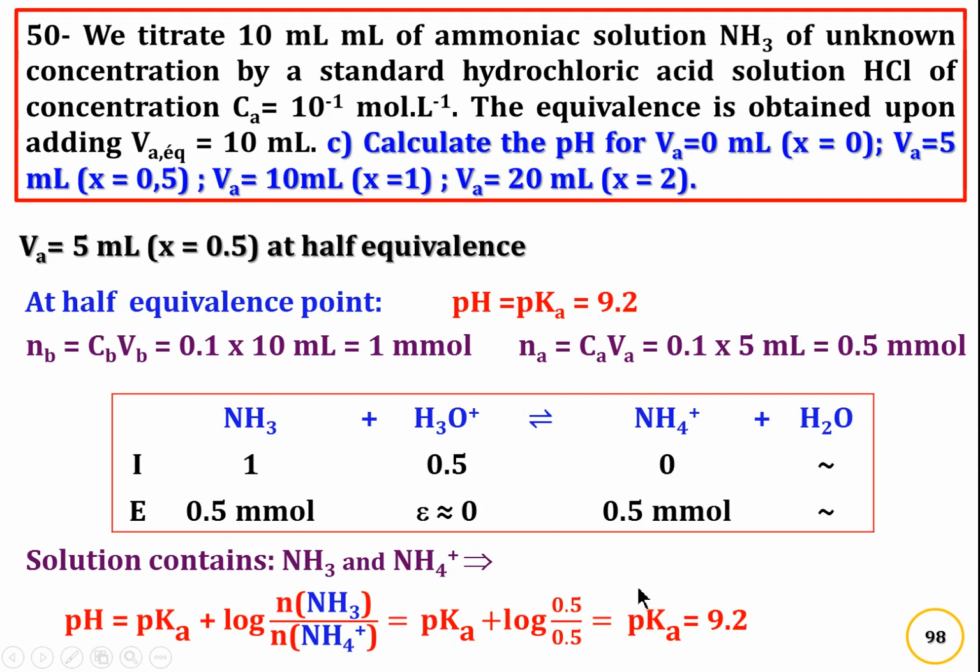This is another method of calculation of the pH. We write the reaction involved and we put the table of conversion, but it's easier to deduce directly that pH equals pKa of the couple.